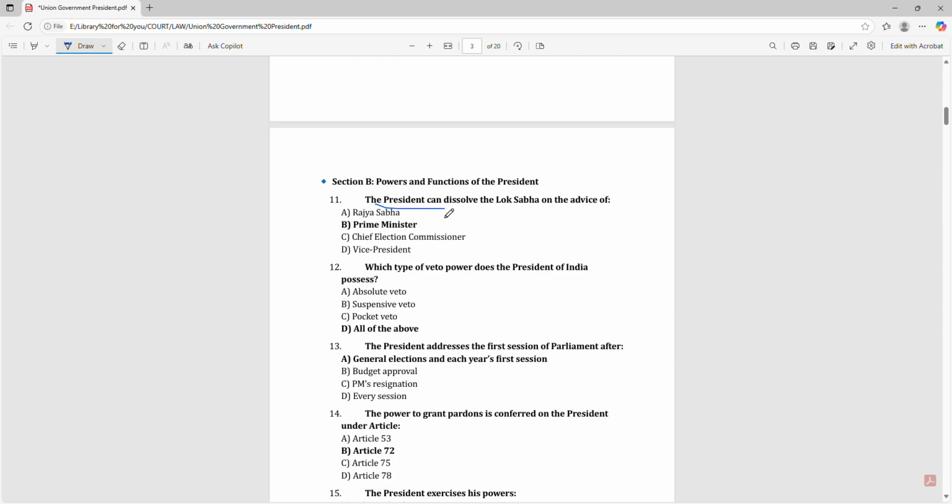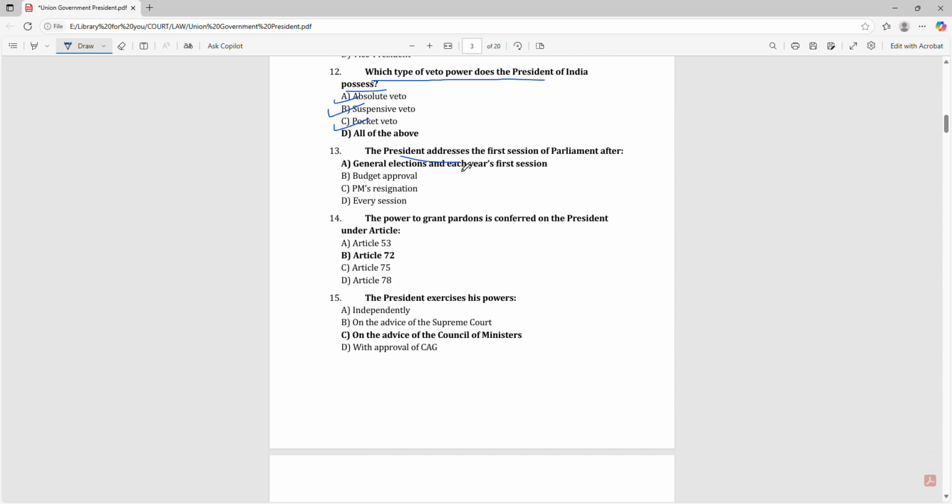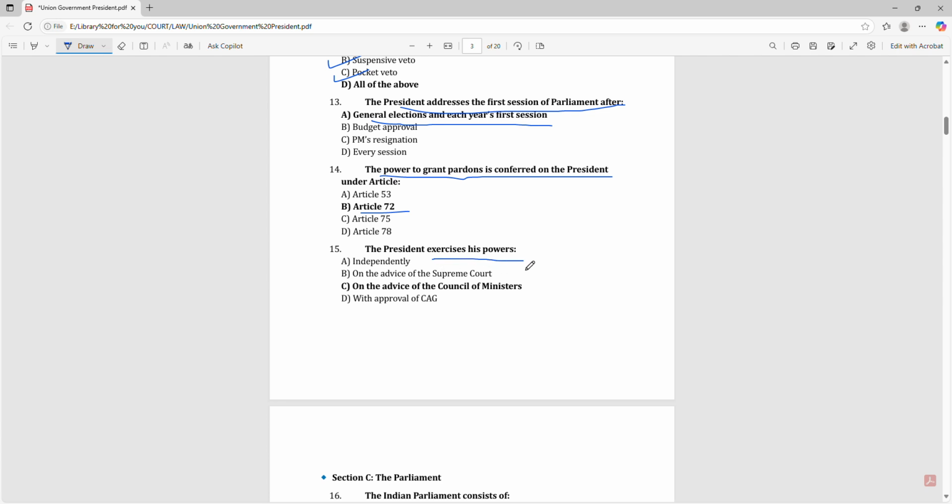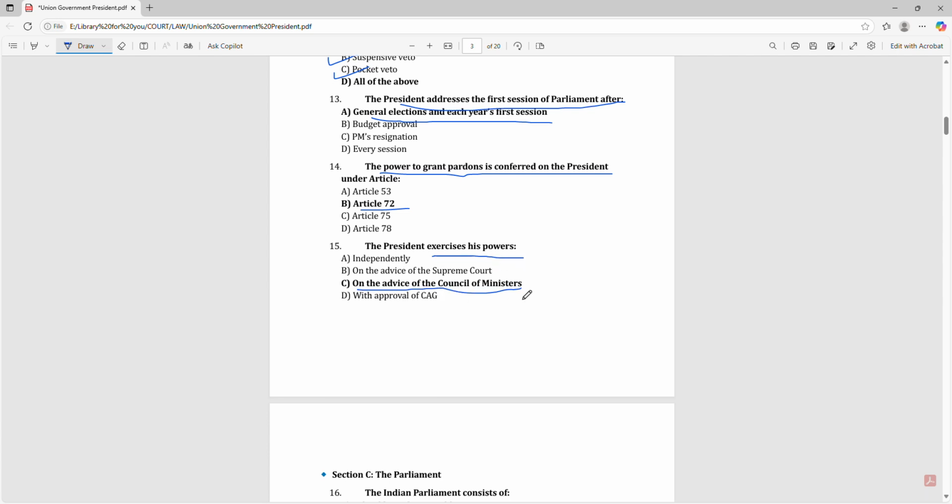The President can dissolve the Lok Sabha on the advice of the Prime Minister. Which type of veto power does the President of India possess? Absolute veto, suspensive veto, and the pocket veto. The President addresses the first session of Parliament after general election and each year's first session. The power to grant pardons is conferred on the President under Article 72. The President exercises his powers on the advice of the Council of Ministers.